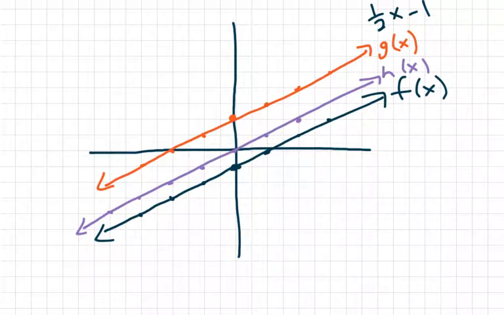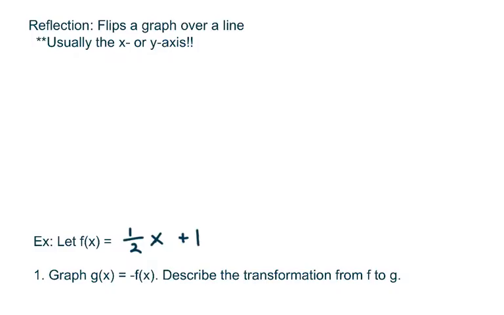Now, the second type of transformation in section 3.6 is a reflection, and that is a vocabulary term. A reflection, basically, what it does is it flips a graph over a line. Okay, usually the lines we're going to be using in this section are the x or y axis. We're not going to see anything other than the x or the y axis.